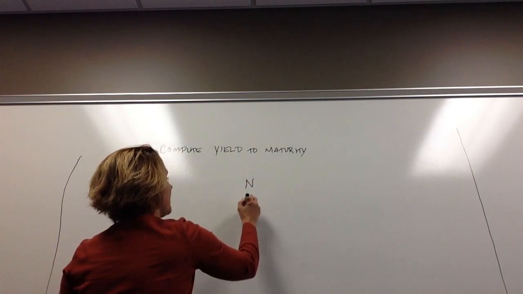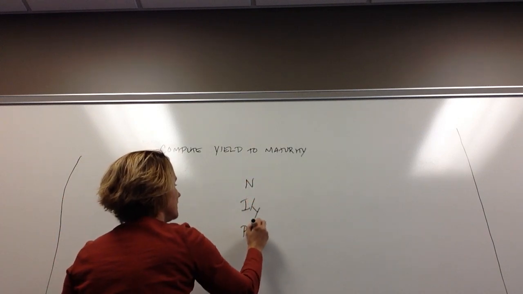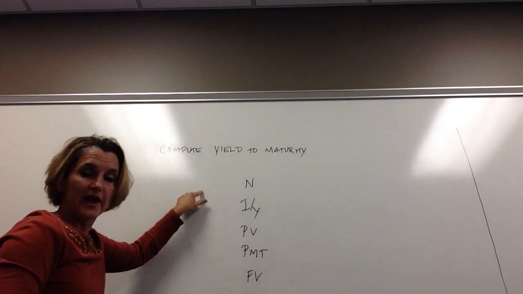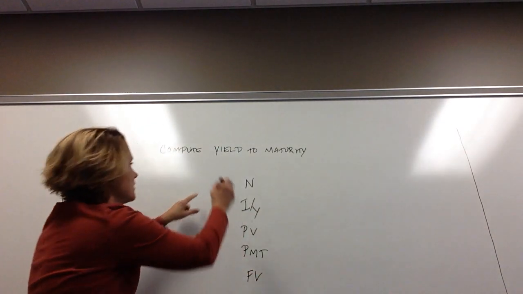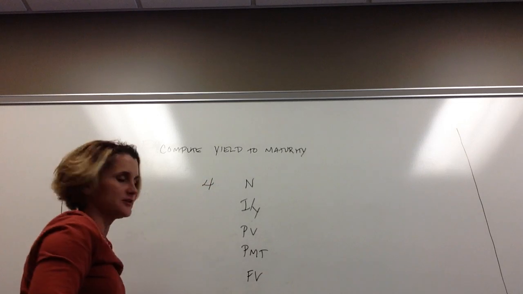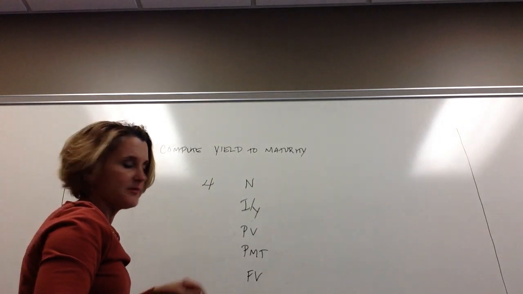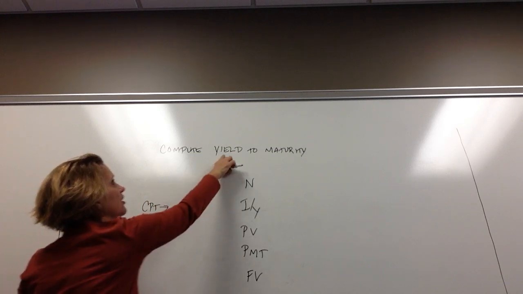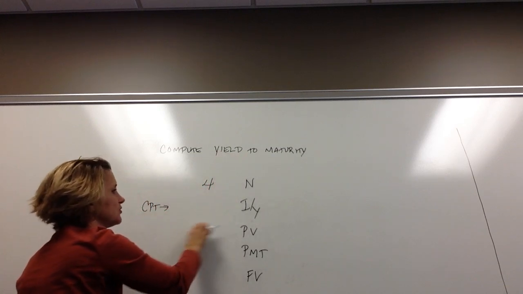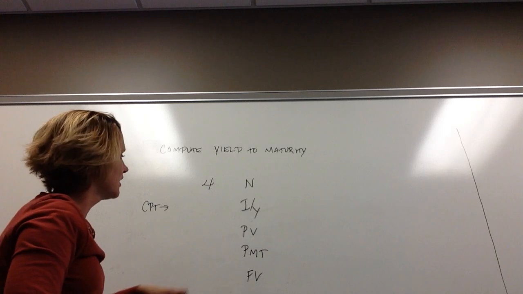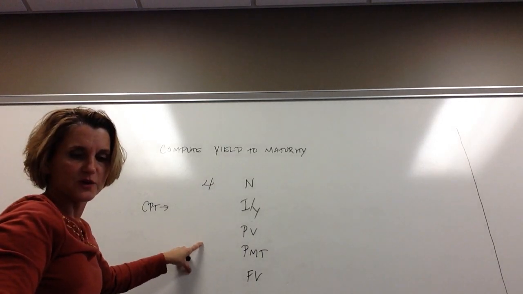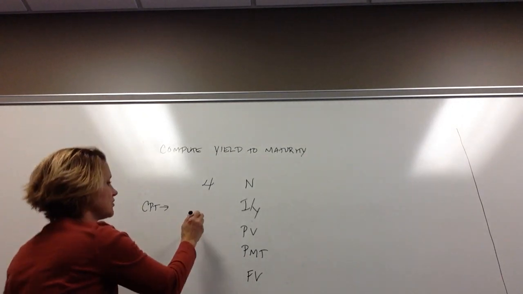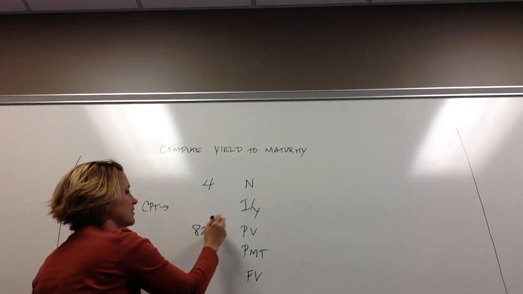So again, we go back to our time value of money keys. Our N is going to be the length of the bond, so these ones have 4 years left to maturity. The I/Y, in this case, is what we're computing. We're computing our yield to maturity, so that clues you in that we're looking for our I/Y. The present value is what they're selling for today. And these ones are at a discount, so they're selling at $829.